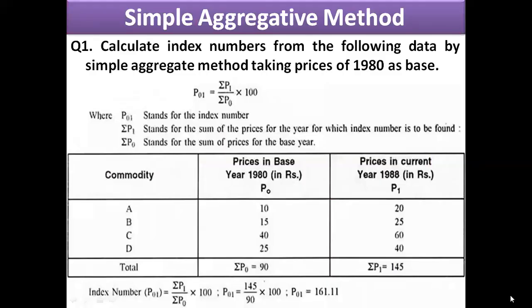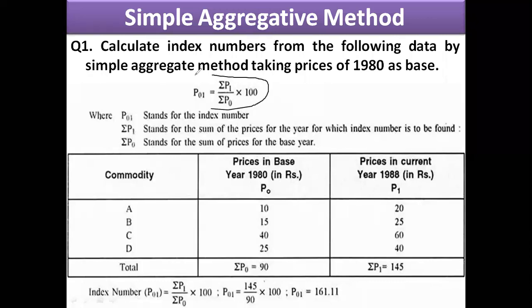The first one is based on the simple aggregative method, and in the question it is given: calculate the index number from the following data by the simple aggregate method, taking prices of 1980 as base. Whenever we discuss the simple aggregative method, we always apply this formula, which is P1 upon P0 into 100. Always remember this formula, that the current year price will always come at the top and the base year price will always come as the denominator.